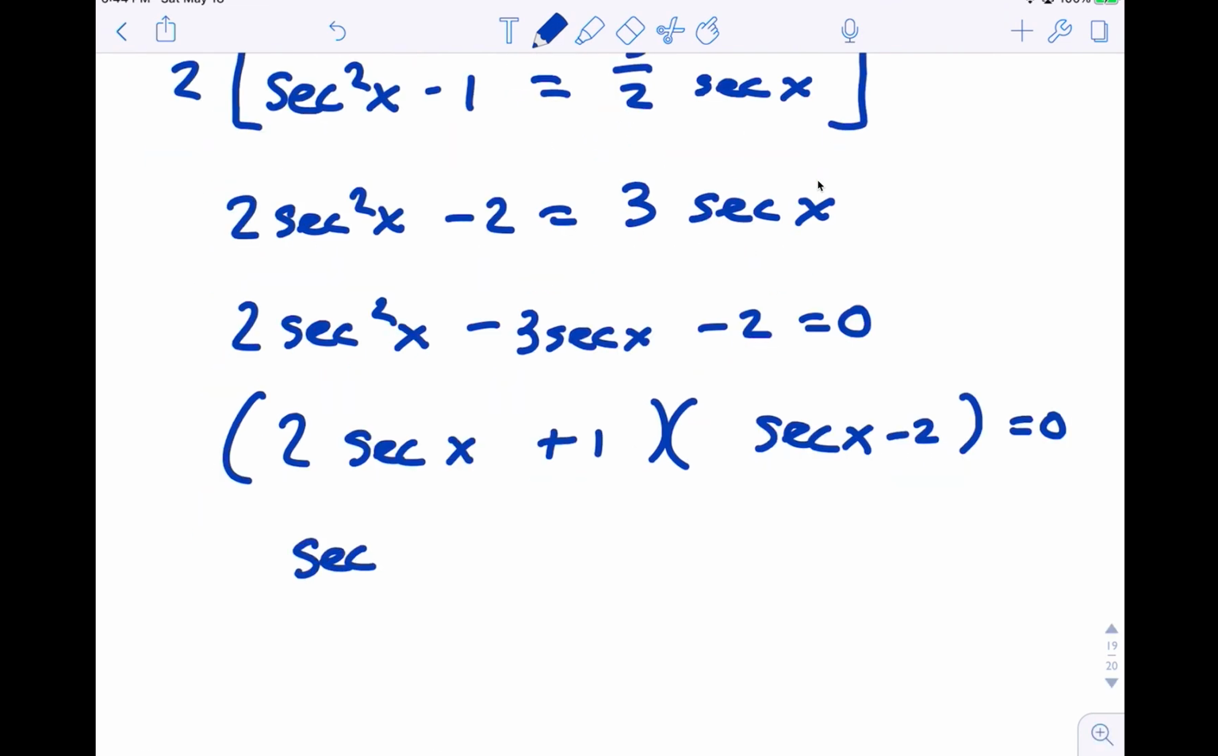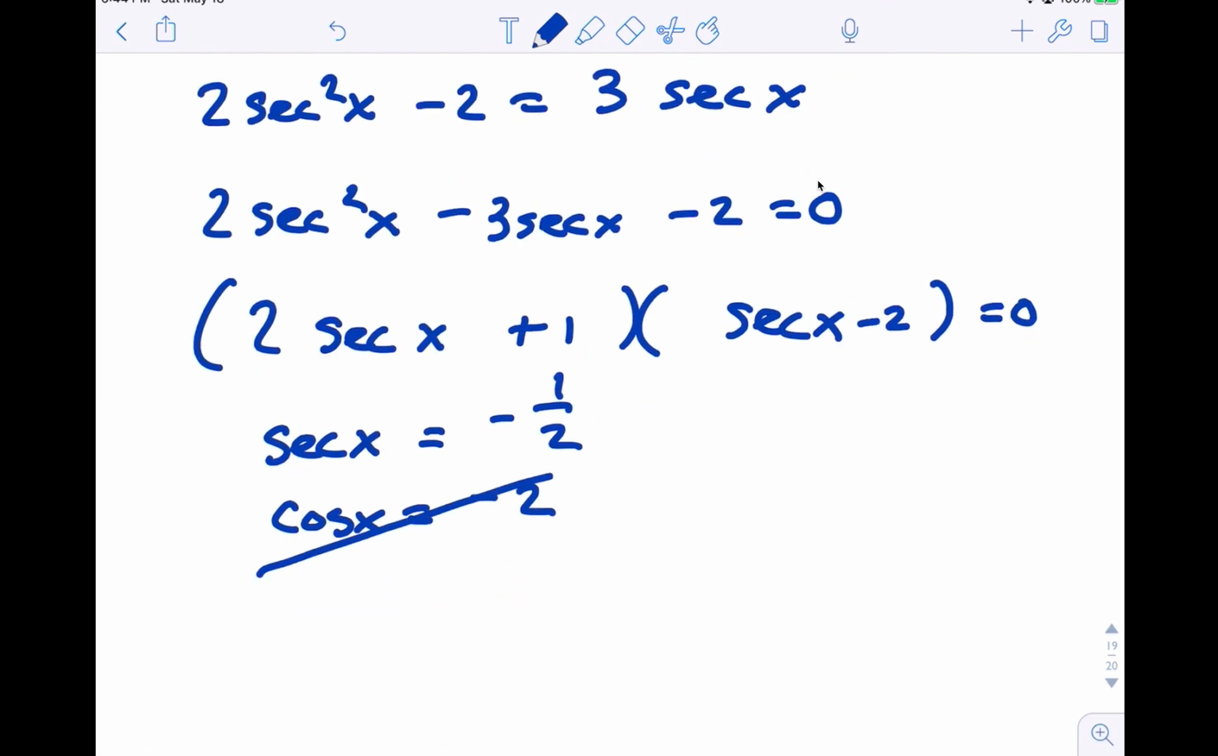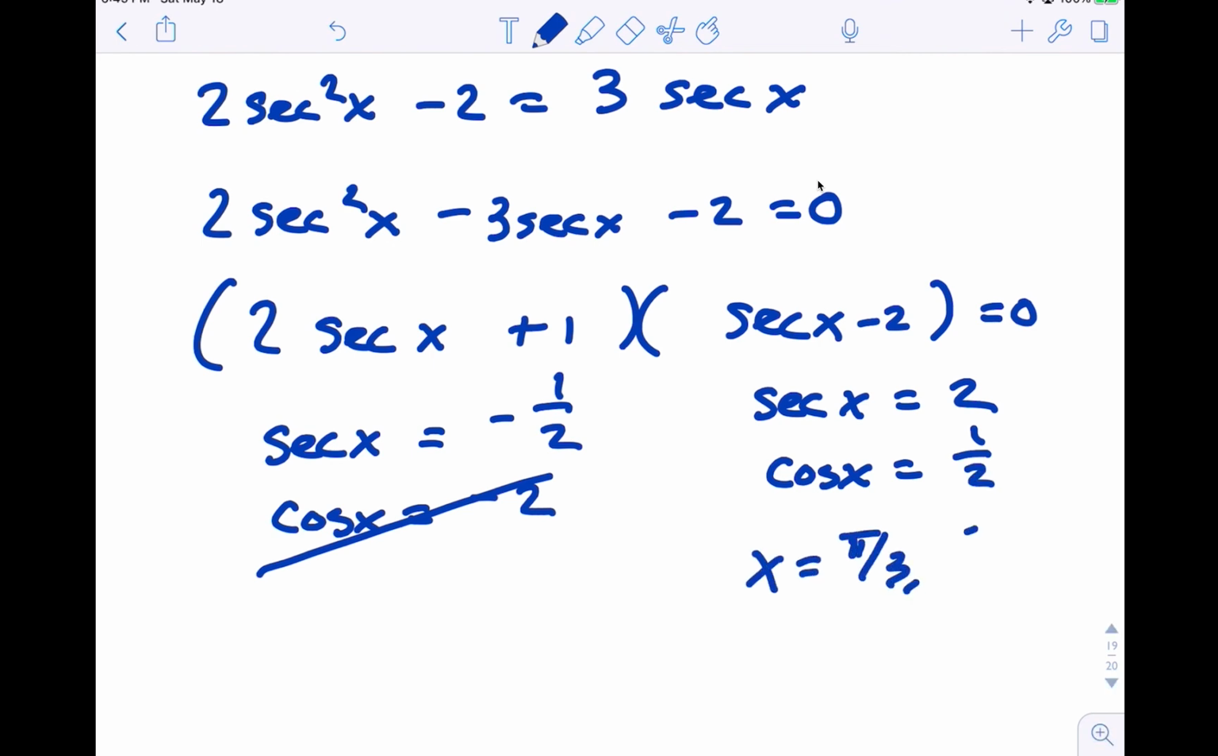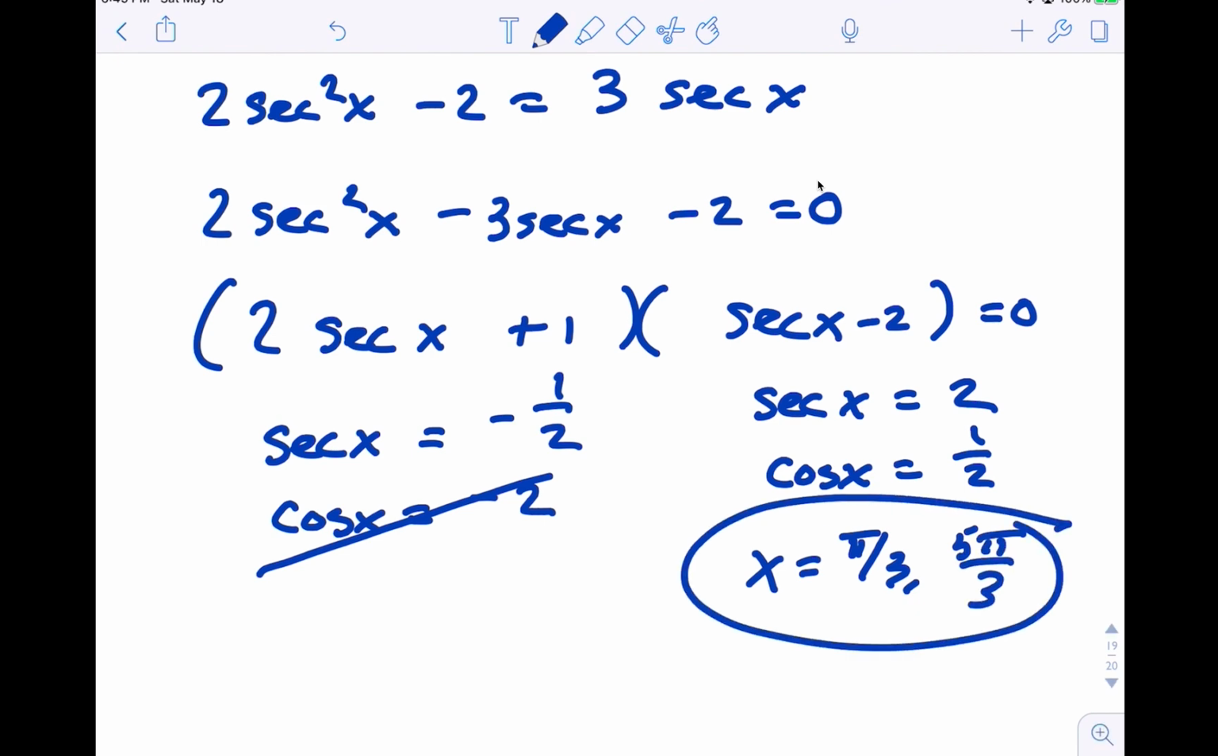Alright, so the first one is when does secant equal negative a half, or when does cosine equal negative 2? That doesn't happen, so that one's out. And then when does secant equal 2, or when does cosine equal 1/2? So your answers, pi over 3 and 5 pi over 3. All right. So again, just use the identity for cosine and secant, and you can use something that you know from the unit circle.